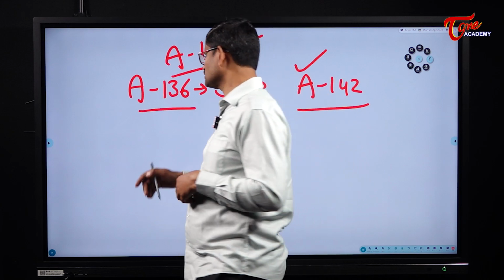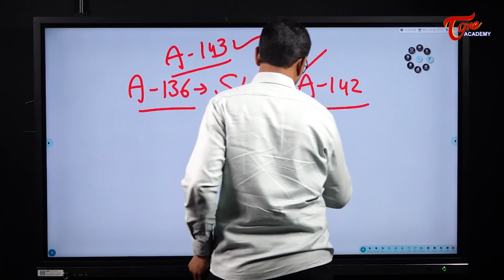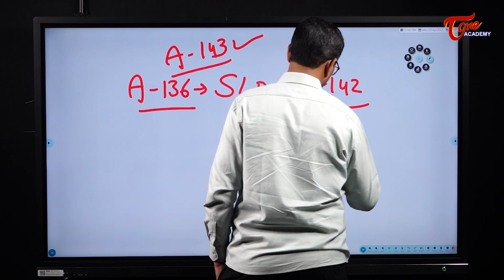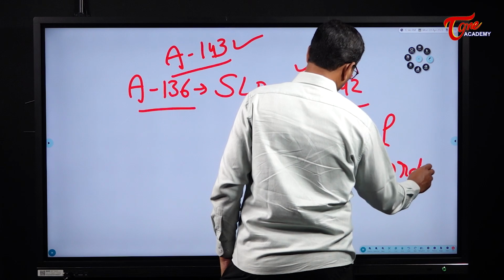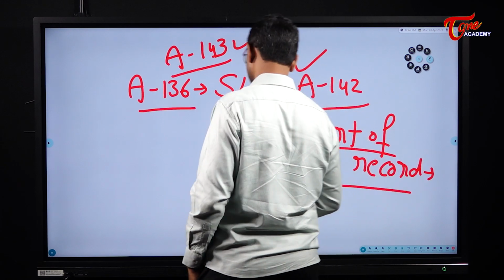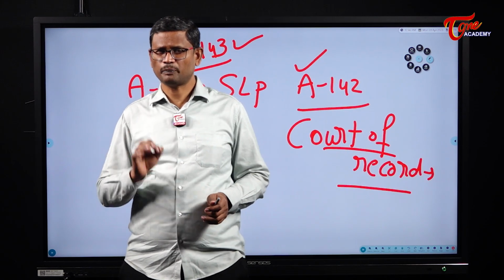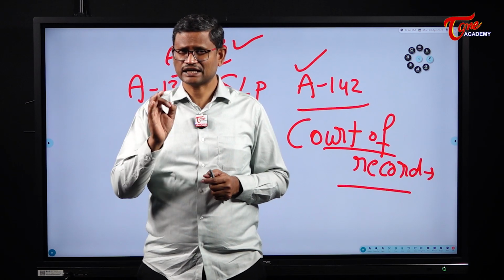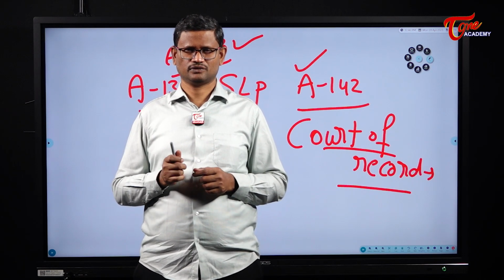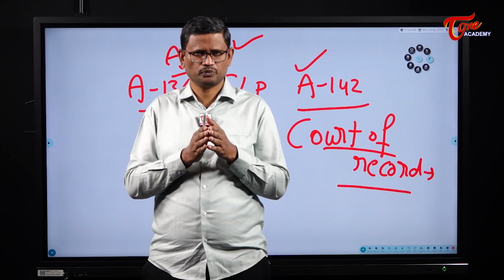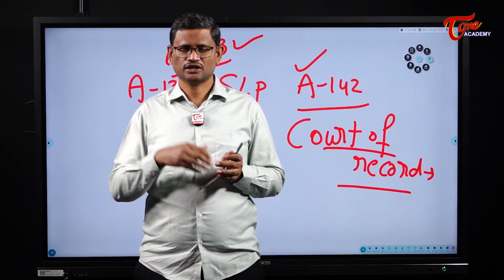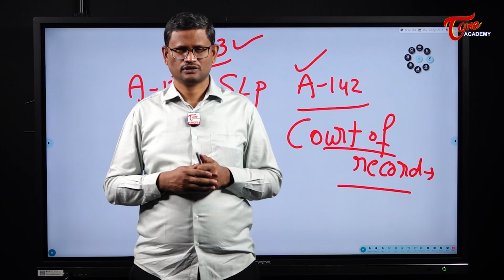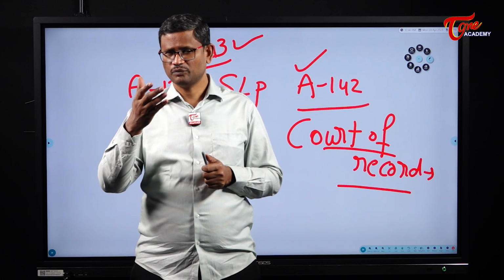In addition to this, the Supreme Court of India is also called Court of Record. Court of Record means the Supreme Court has the power to punish for its contempt. What do you mean by contempt? If a judgment given by the Supreme Court is not enforced by any person in the country, then that amounts to contempt. Then he can be punished.